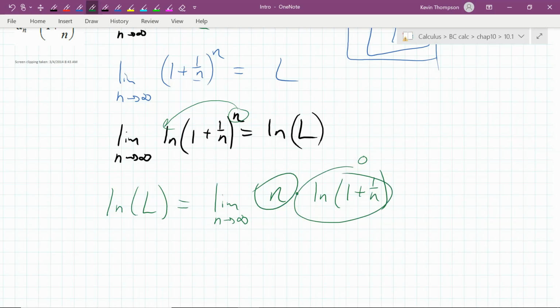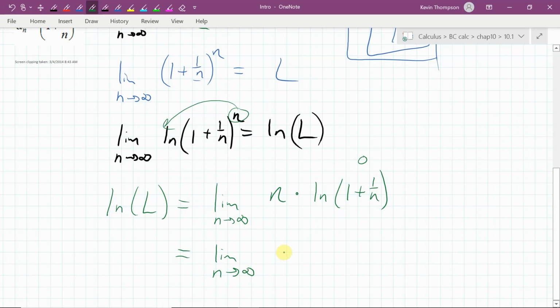Somebody said it. Infinity, and then vice versa, right? So if I would rewrite the problem this way. Now, algebraically, notice that this is the same. Like, I could say the natural log of 1 plus 1 over n, over 1 over n. And this is still the natural log of L.